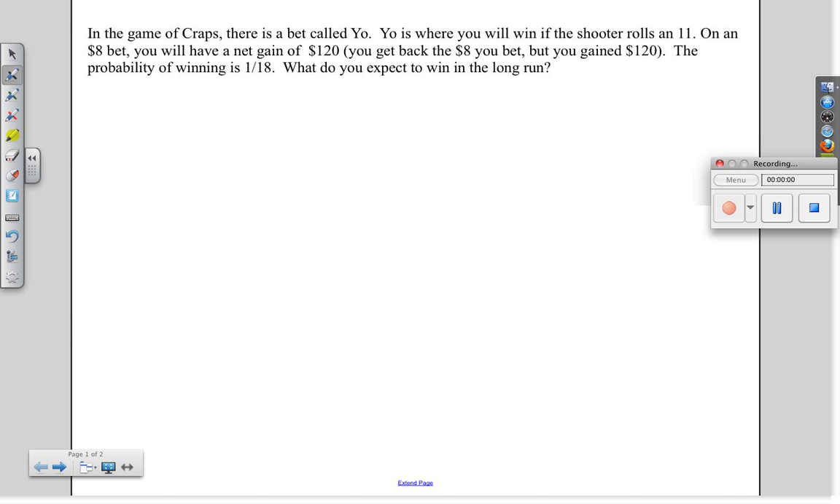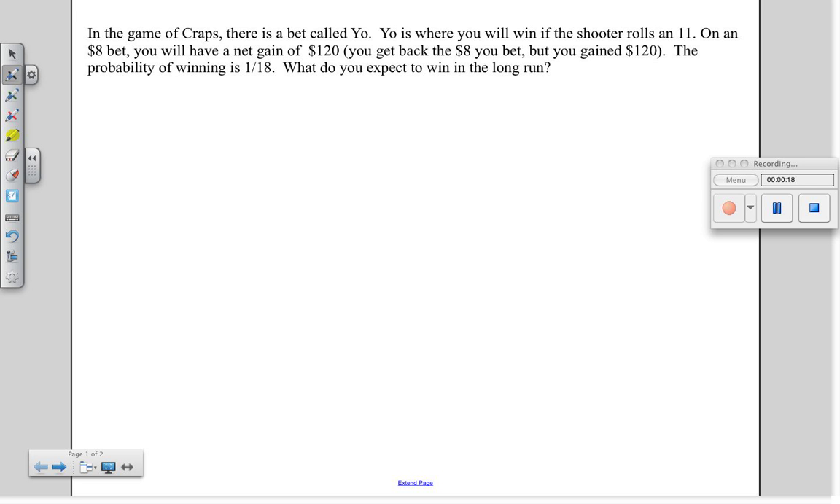Let's try an example. In the game of craps, there's a bet called Yo. Yo is where you will win if the shooter rolls an 11. On an $8 bet, you have a net gain of $120. You will get back the $8 you bet, but you will gain $120.